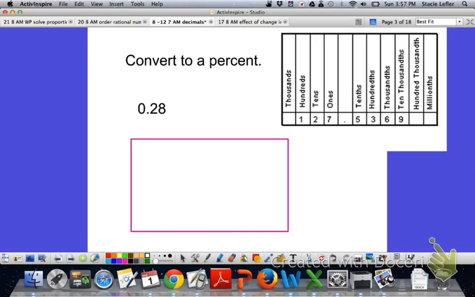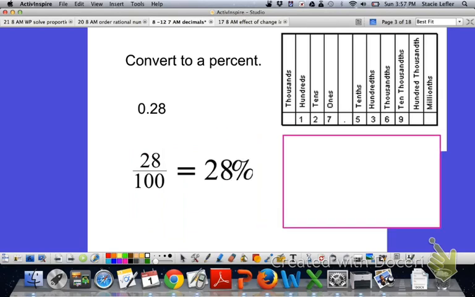So go ahead and pause the video and do this 28 hundredths, renaming it or converting it into a percent. So we'd write it as 28 hundredths, which is automatically our percent, 28%.